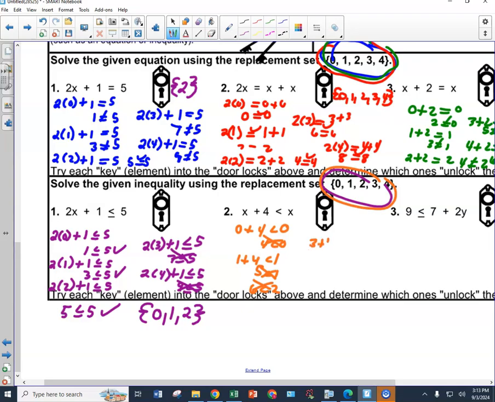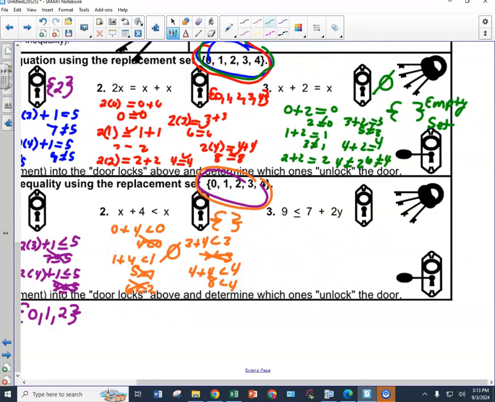Plug in 3. Is 3 plus 4 smaller than 3? Is 7 smaller than 3? No. And then if we try 4, obviously 4 plus 4 is not going to be smaller than 4. So 8 is definitely not smaller than 4. So in this case, none of them work. So this is an empty set. No solution. None of them work.